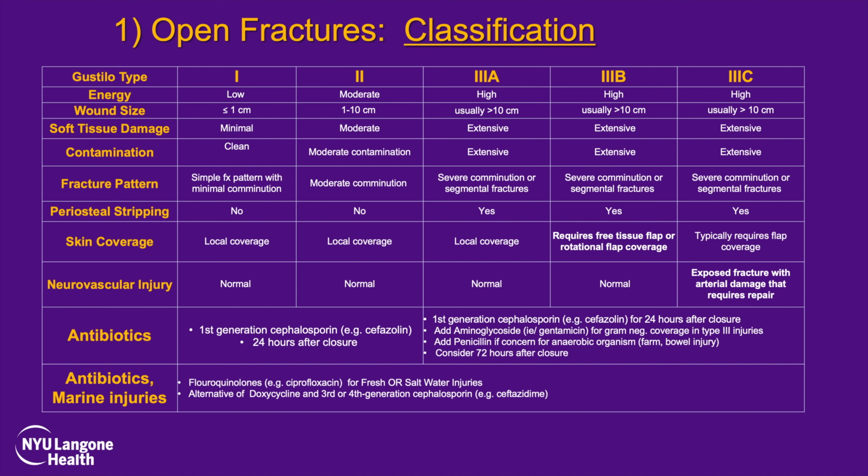Open fractures, we're all familiar with the Gustilo classification system. It's something we still need to know. It's always testable material. I think some of the key points are understanding the difference between a 3B and a 3A, right? We remember 3B actually requires free tissue flap or rotational flap coverage. Okay, it's not local coverage, it's rotational flap coverage. So once you get to that point where you're needing to rotate tissues to cover something, it's a 3B, okay?